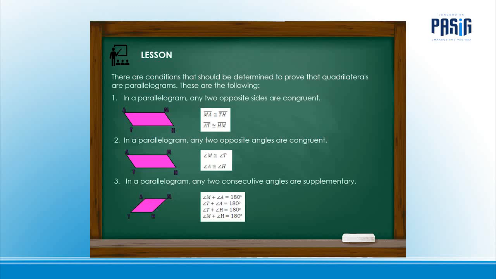Third, in a parallelogram, any two consecutive angles are supplementary. For the given figure, quadrilateral MATH, angle M plus angle A is equal to 180 degrees. Angle T plus angle A is equivalent to 180 degrees. Angle T plus angle H is also equivalent to 180 degrees. And angle M plus angle H is equal to 180 degrees.